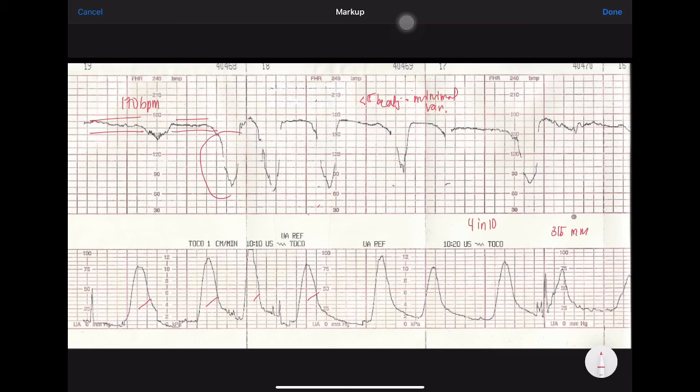Next is the decelerations. As you can see, the decelerations start at the peak of each contraction, which is called late decelerations. For the overall impression, this is categorized as category 2, and for the FIGO classification, it's considered as pathological.